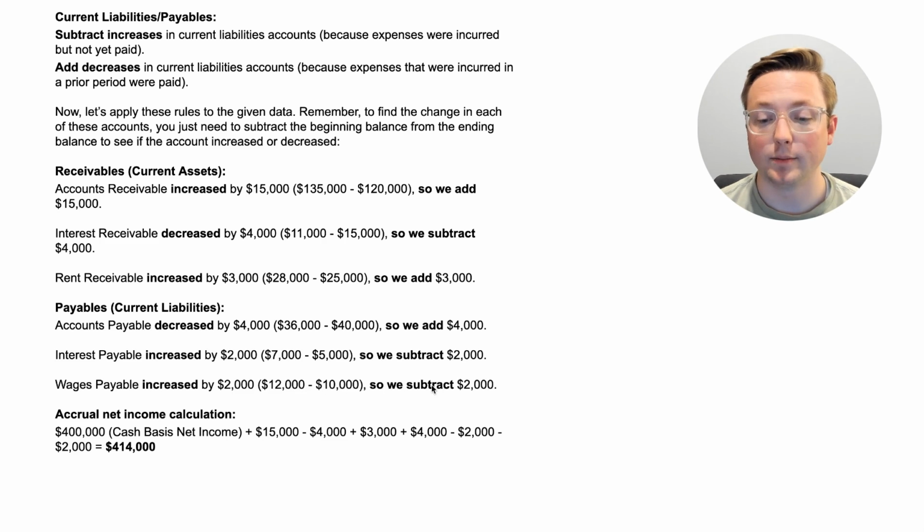We subtract that from the cash income. Now, I hope this is all making sense so far. I know that it might be a little bit confusing, but basically just think of it as the reverse of when you're converting from accrual to cash when you're doing the cash flow statement, if you know how to do that.